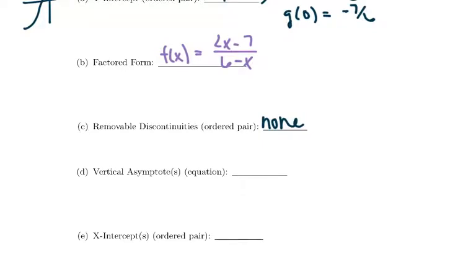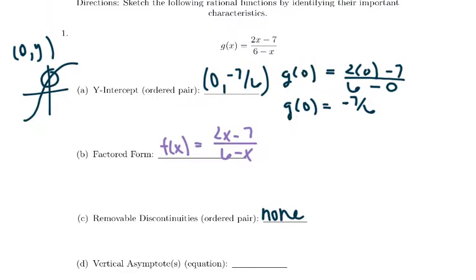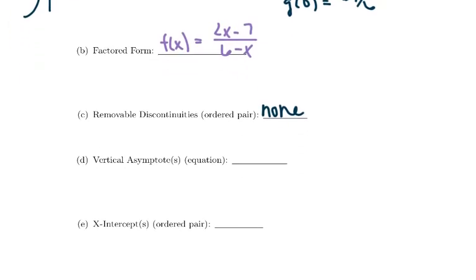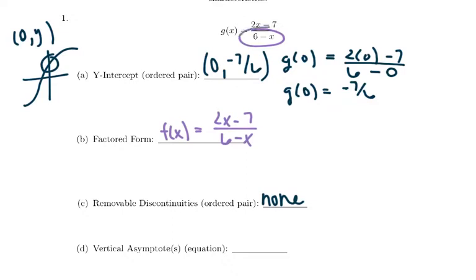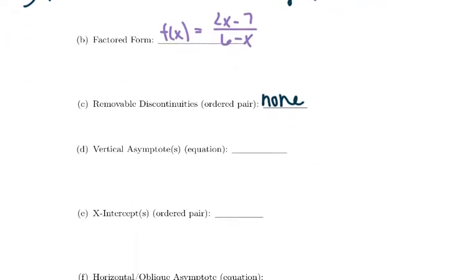Okay, so now if we think vertical asymptotes, remember that's where the function is undefined. And where is a rational function undefined? If we're dividing by 0. So to find vertical asymptotes, we set the denominator equal to 0. So we're going to set 6 minus x equal to 0, add x to both sides, and we will get that 6 equals x. So the vertical asymptote is that x equals 6. And again, here we need an equation because an asymptote is a line on our graph.